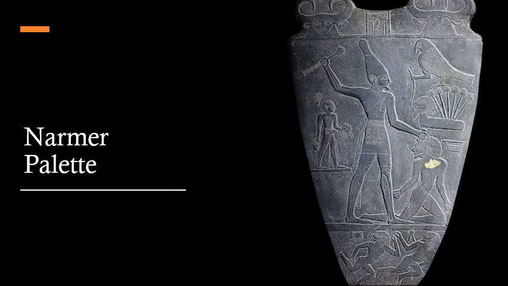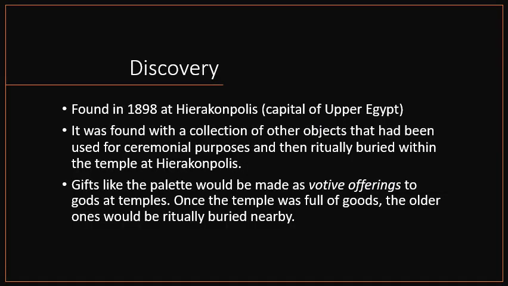So, first discovered in 1898 at Hierakonpolis, the capital of Upper Egypt. It was found with a collection of other objects that had been used for ceremonial purposes and then ritually buried within the temple at Hierakonpolis. Gifts like the palette would be made as votive offerings. I'll put that in italics, as it's something we're going to need to get used to hearing. A votive offering is a gift to the god. Once the temple's full of these goods, the older ones would be buried respectfully nearby. That's how it came to survive the thousands of years that it had been carefully put in the ground.